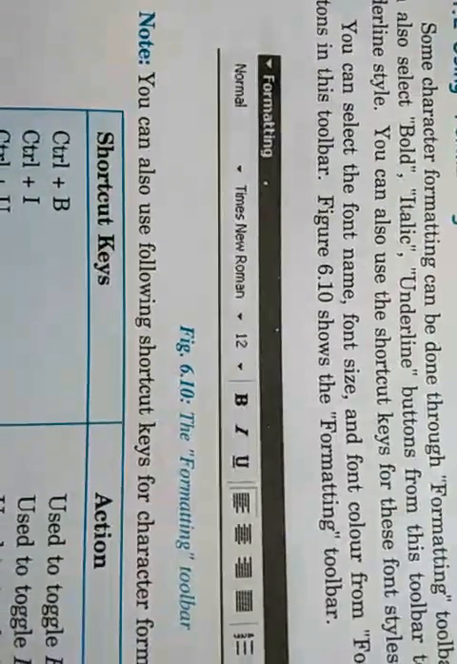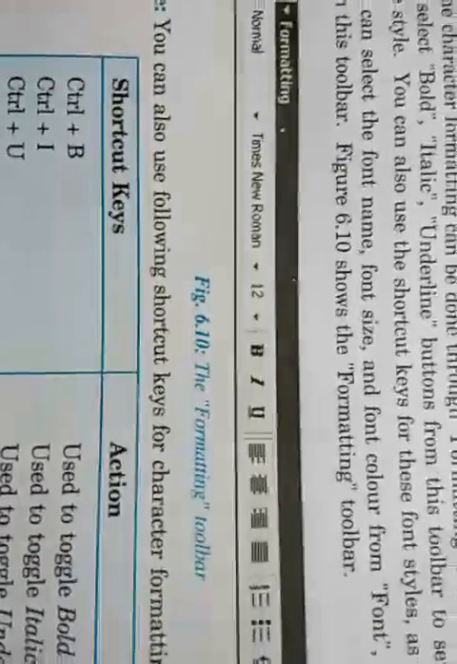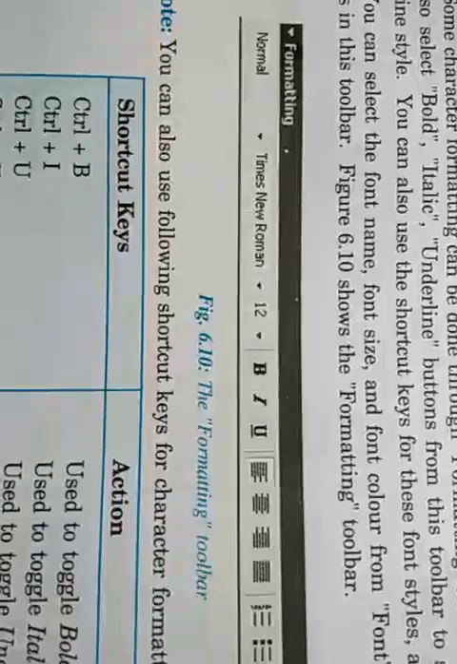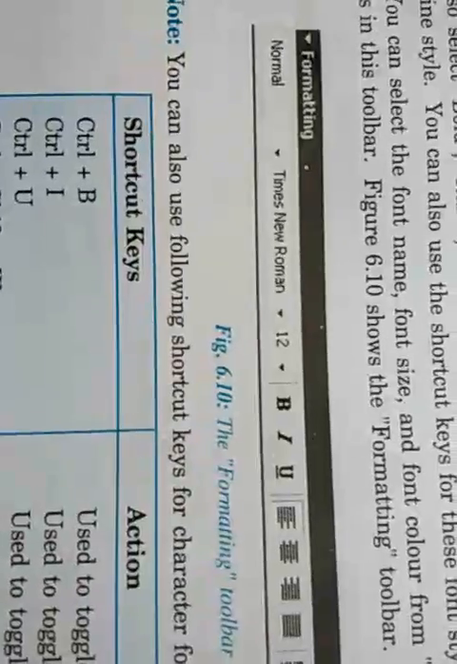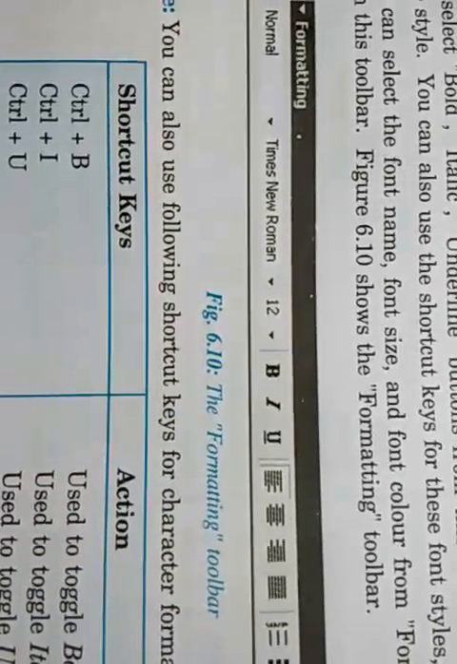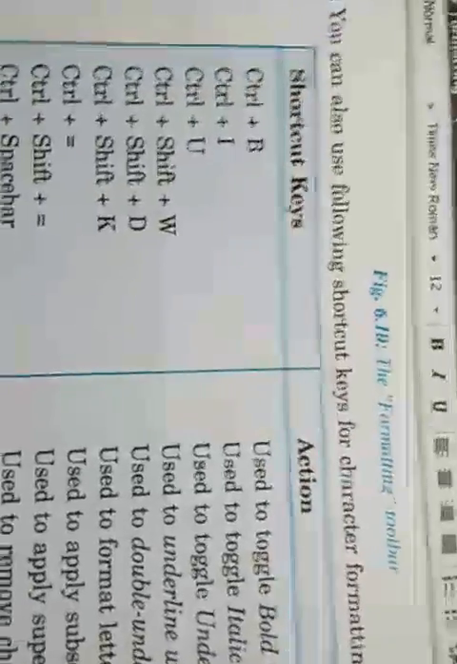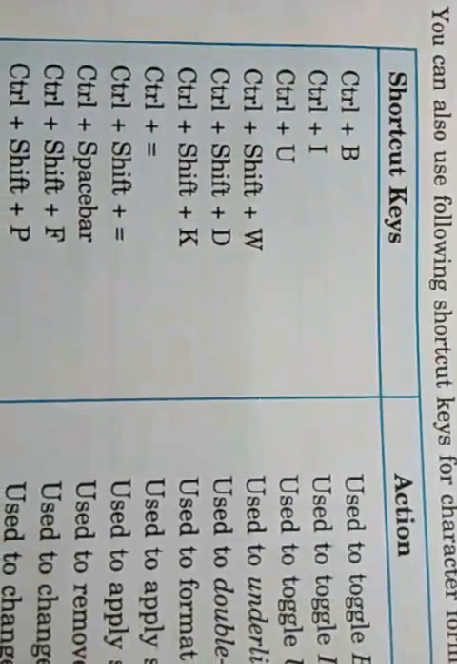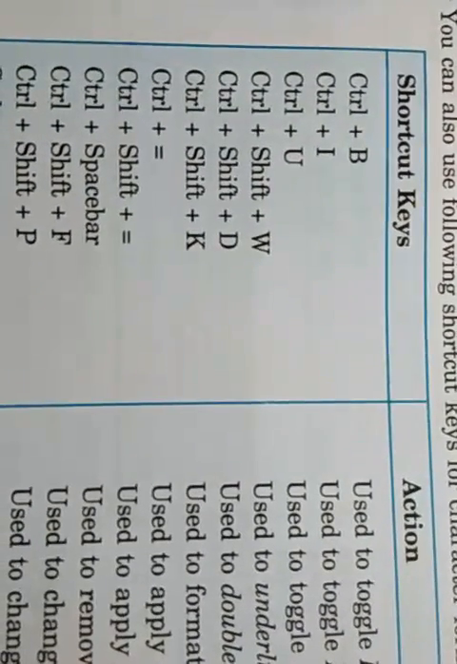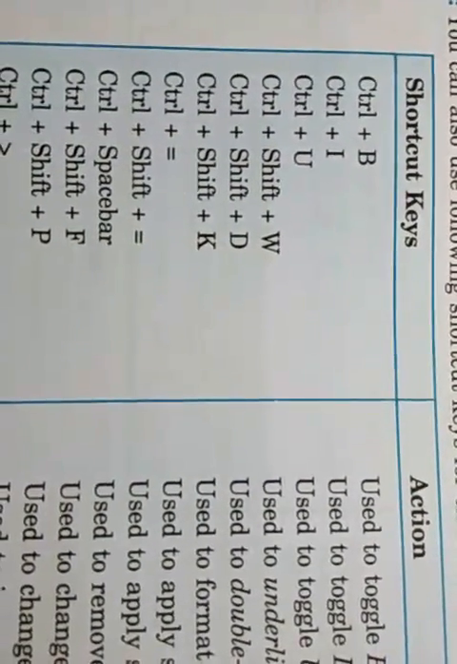The same operations we can also perform with the help of the formatting toolbar, but the formatting toolbar does not contain the advanced effects such as strikethrough, double strikethrough, superscript, subscript, etc. The toolbar contains only the name of the font, size of the font, bold, italic, underline, and we can also perform some effects from the keyboard, like Ctrl plus B for bold, Ctrl plus I for italic, or Ctrl plus U for underline. So we can change the formatting by using these shortcut keys.